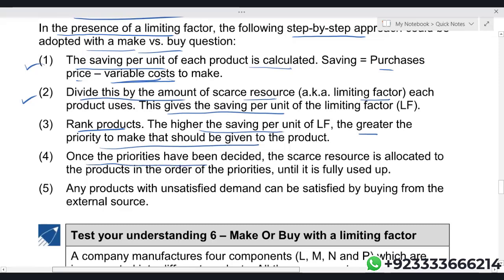Once the priorities have been decided, the scarce resources are allocated to the products in order of the priorities until it is fully used up. Any products with unsatisfied demand can be satisfied by buying from an external source. Obviously, if any product still has unsatisfied, unfulfilled demand, then you have to buy from an external source.